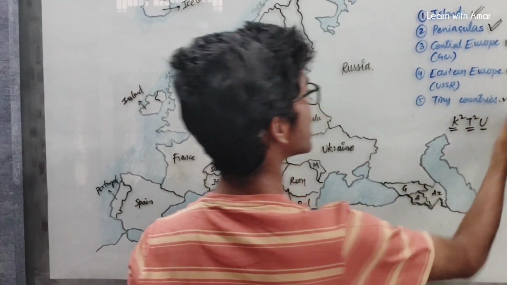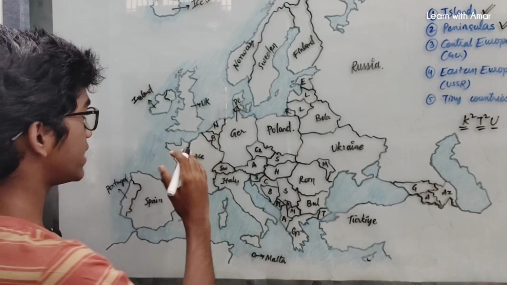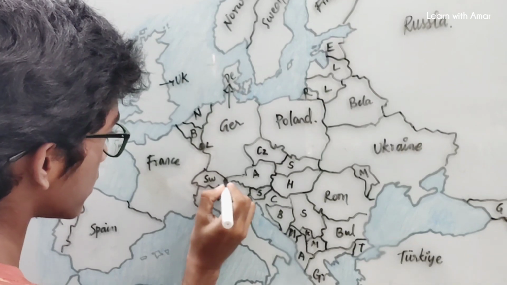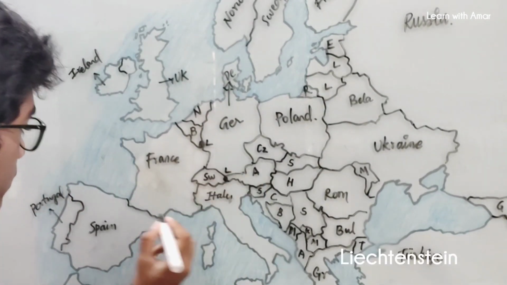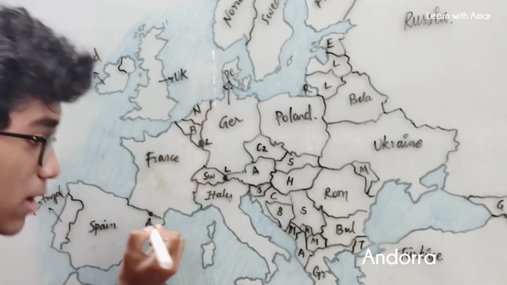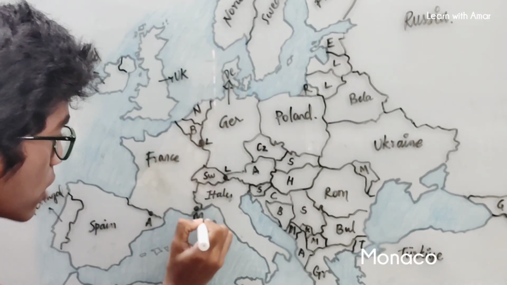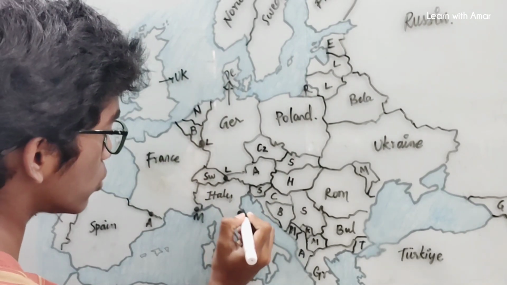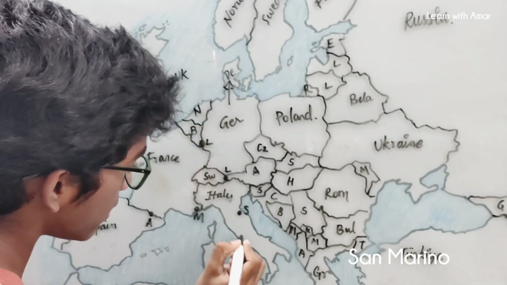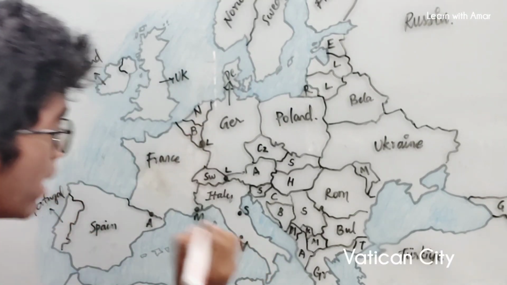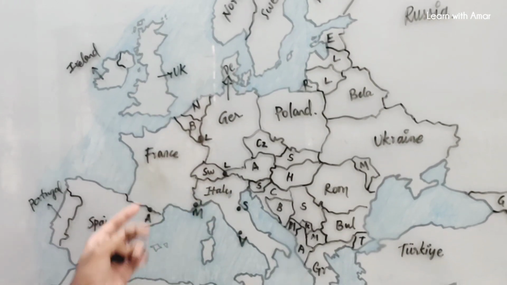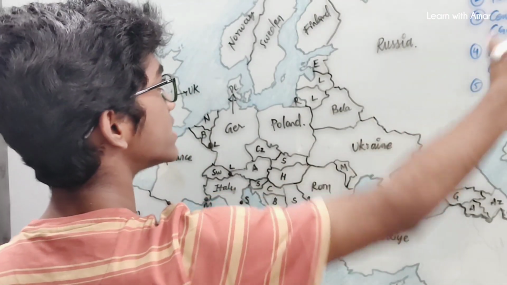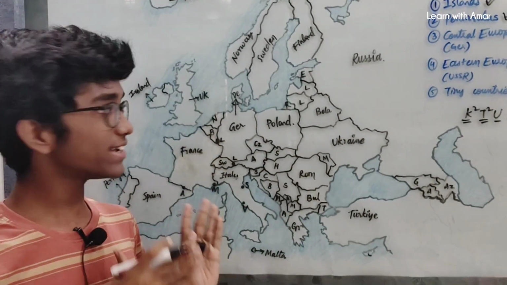Now let us look at the tiny countries. We start from here, it is Luxembourg, and over here we find Liechtenstein, and between Spain and France we find Andorra, and here we find Monaco. In Italy we find 2, as I previously said. In the Italian Peninsula we find 2 countries, that is San Marino and the smallest country in the world, Vatican City. So these, how many? 1, 2, 3, 4, 5. 5 tiny countries, including these 4 major parts, we complete the countries of Europe.